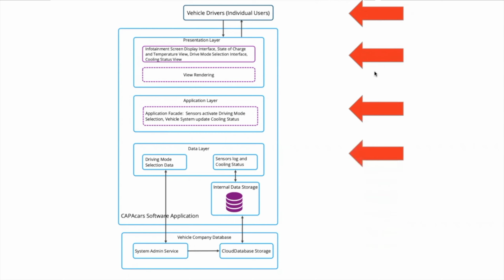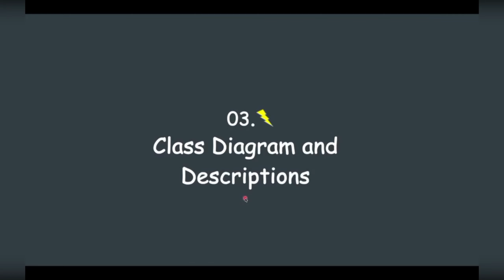There is also data layer, which there are sensors log and the cooling status connected to the internal data storage. There is also driving mode selection data, which is connected to system admin service. And at the end, there's a vehicle component database, in which the system admin service is connected to the cloud database storage. We now move on to the class diagram and descriptions.